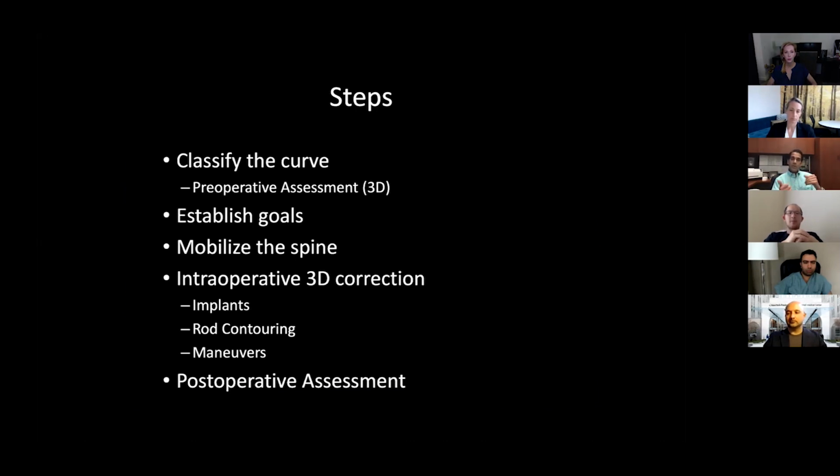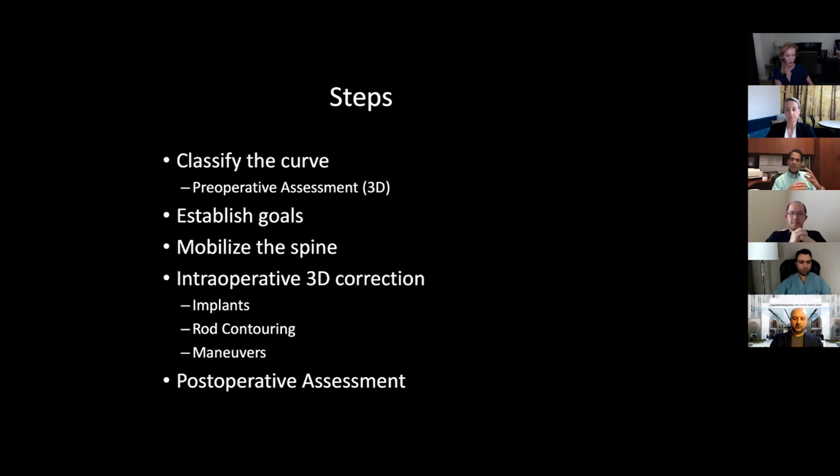So the steps are to classify the curve, which we did, get a preoperative 3D assessment to really hone in on what we want to correct. What are our goals? What are the expectations of the patient and the family? Mobilize the spine with radical facetectomies and Pontes at the apex. Keep the exposure as bloodless as possible and as quick as possible. And then intraoperatively, our 3D correction is going to be relying on a high implant density, that differential rod contouring, and certain maneuvers like the vertebral body derotation method to correct that axial plane, and distraction on the concave rod to restore kyphosis.